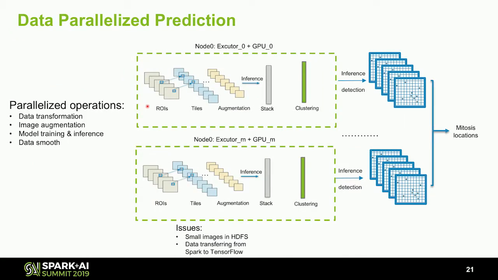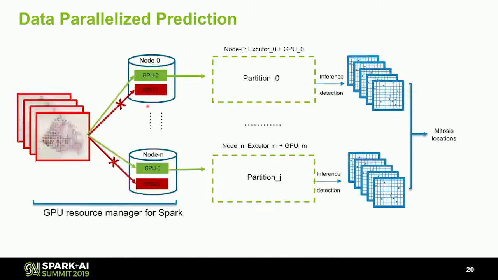Both the model training and the inference are very time consuming. So we want to parallelize this process. First we develop a GPU manager for this cluster to check which GPUs are available, because we may run several jobs in the cluster. Once we get the available GPU information, we split the data into several partitions and assign the data to each GPU.